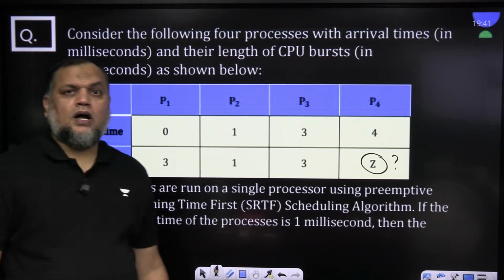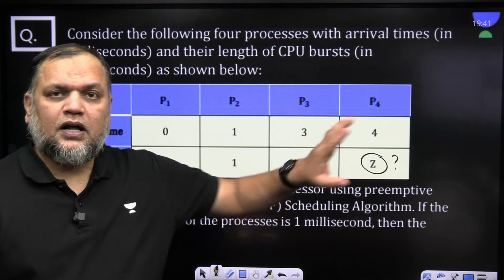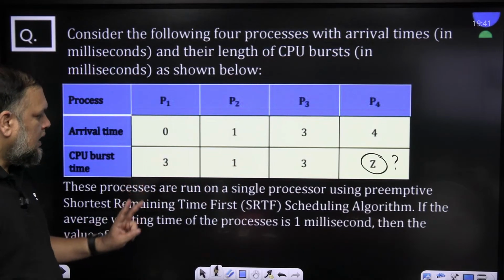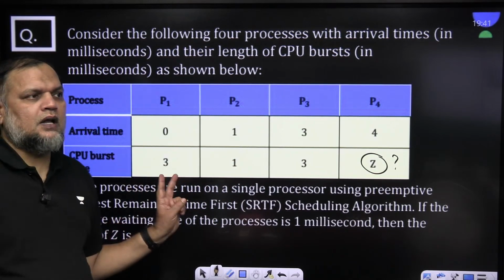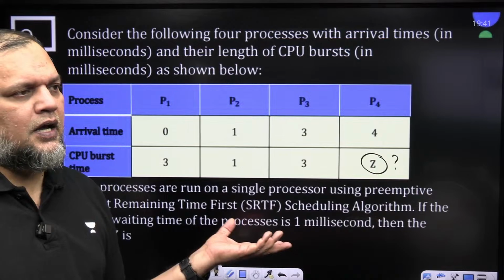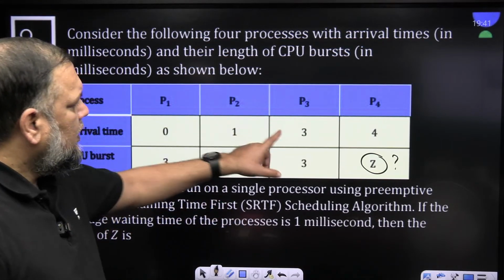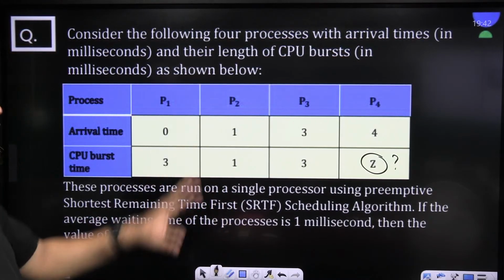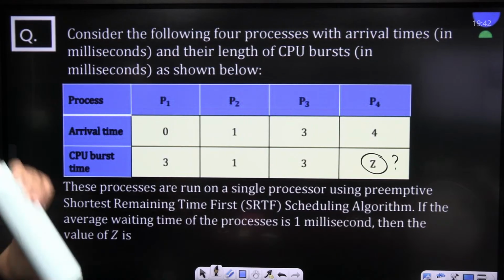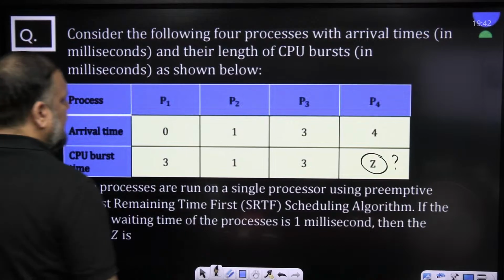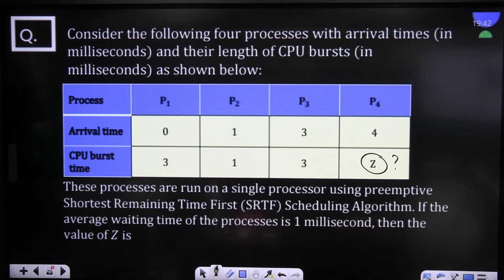I will give you 2 minutes. I would like the students present in the class to please work out and tell me what your answer is, because this is one of the important 2-mark numerical answer type questions. Come on, do it. SRTF scheduling we have already done in our earlier lectures. So using SRTF scheduling, if you want the average waiting time to be 1 millisecond, then what should be the value of burst time Z, the burst time of process P4? And let me tell you again, very few students could do it correctly. 2 minutes of time, please try it.